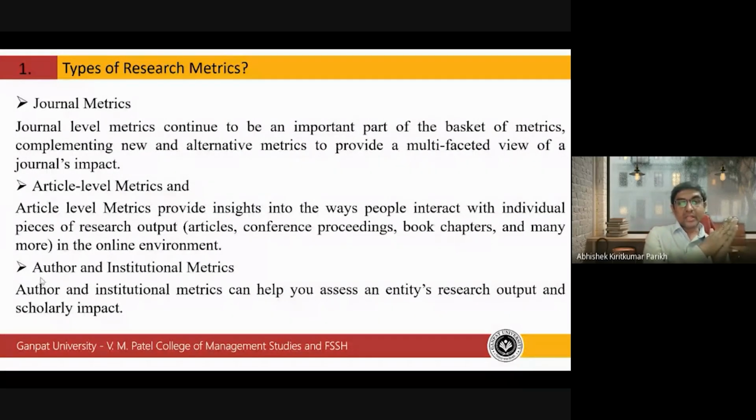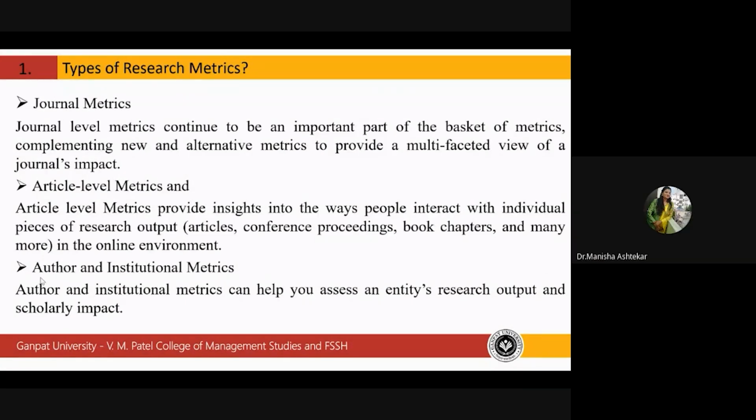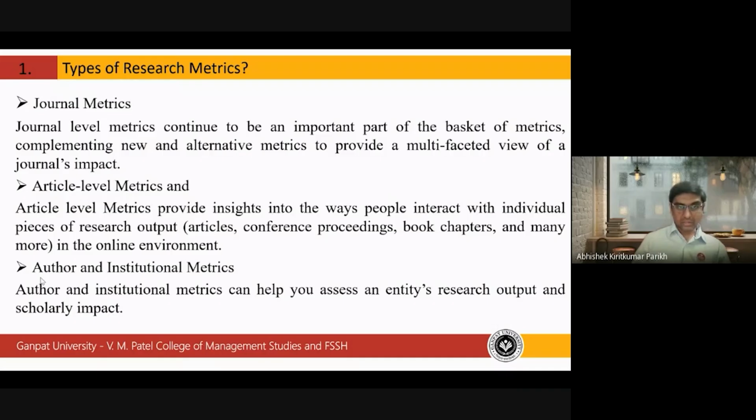Then we talk about the article level metrics, and article level metrics provide insight into the way people interact with the individual piece of research outcome. Within a journal, there may be 7 articles, but out of these 7 articles, it may be possible that one article is really impactful and creating lots of citations. When we talk about a journal, the total citations of all 7 articles will be considered as the journal citation. But when a particular article is getting more citations, that article can also be measured with article metrics or article impact factor, right?